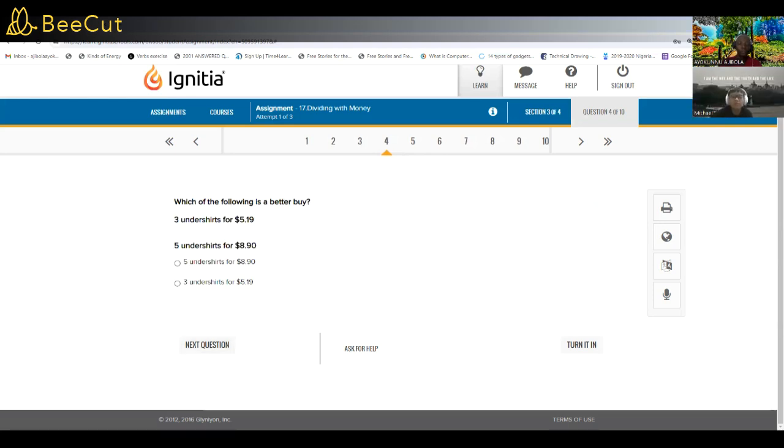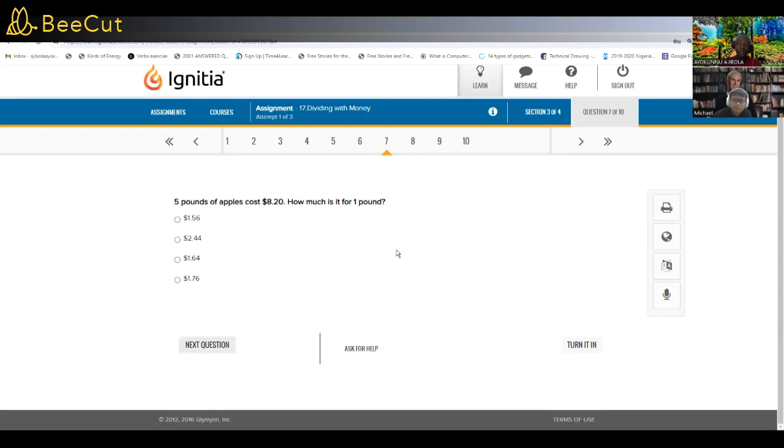Which of the following is a better buy? 3 undershirts for $5.19 and 5. The second option. How do you know? What did you do? Did you just pick, or how did you know? You are to divide 5.19 by 3 and divide 8.90 by 5. Then you pick the cheaper. Okay? Yes, the next one.